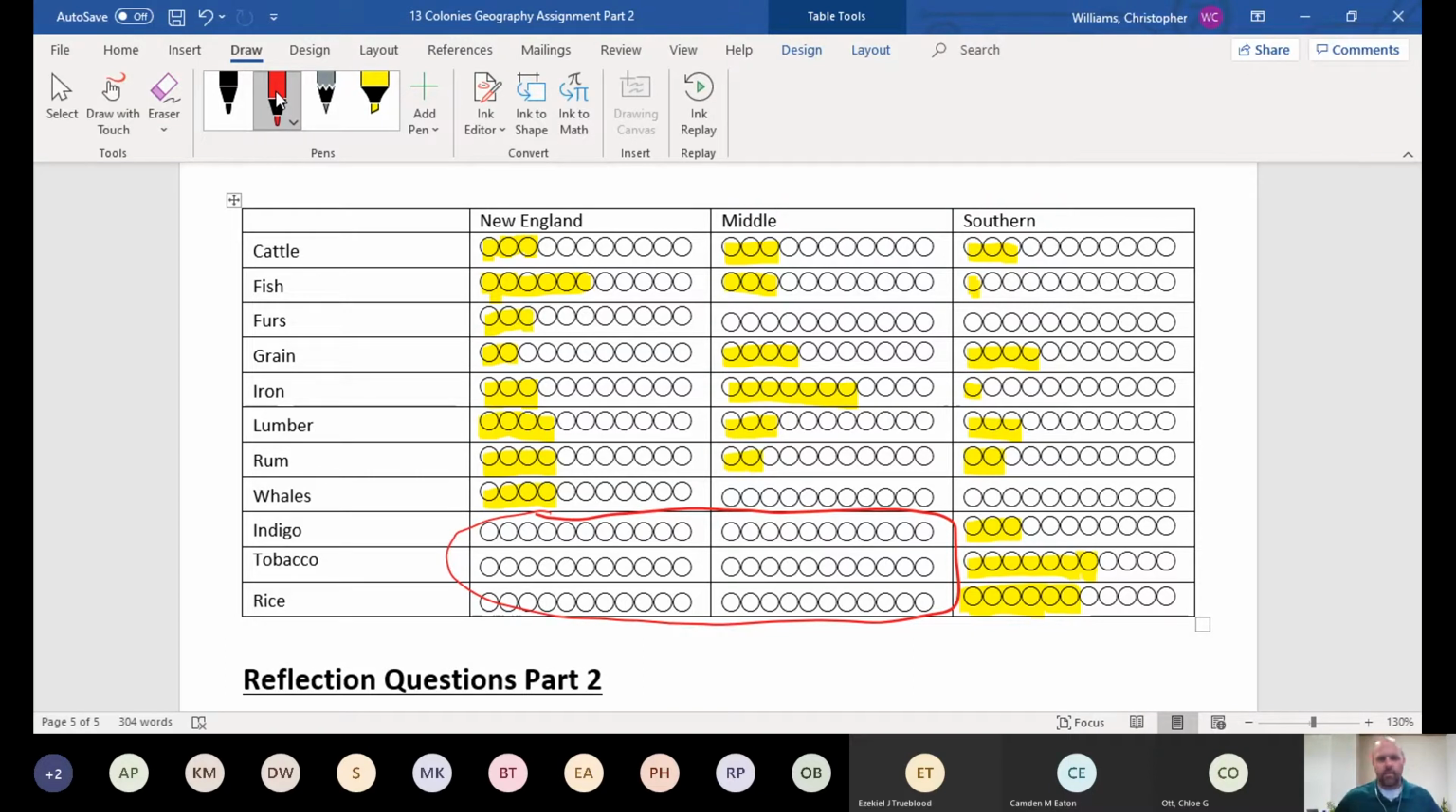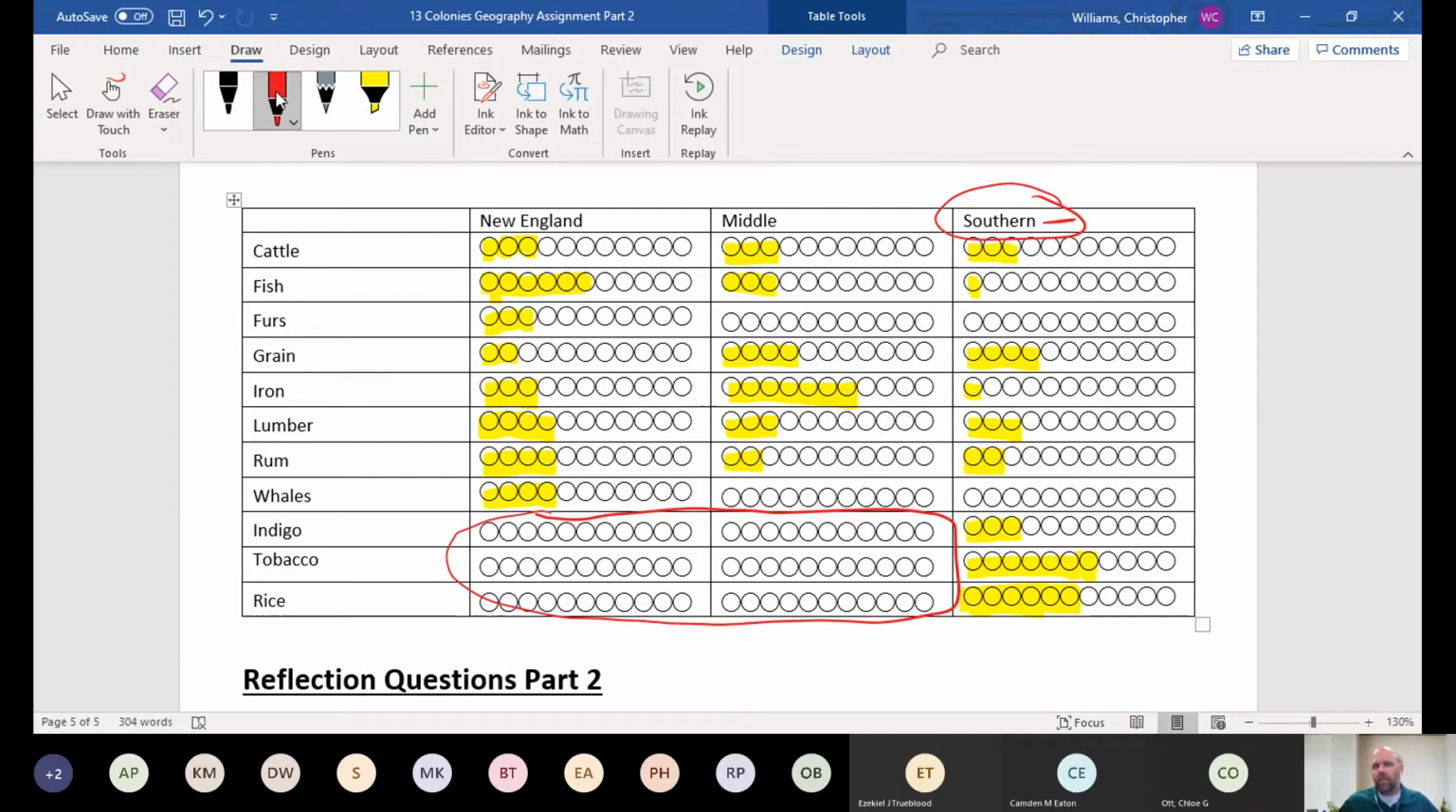What does that tell us? Well, look where they're found. People would want to buy it. Okay, well, people do want to buy it. It's definitely going to be something that's desired. But the fact that we're only seeing these in the southern colonies, what should that tell us about those crops?